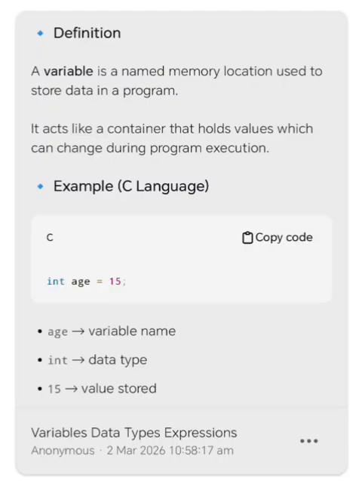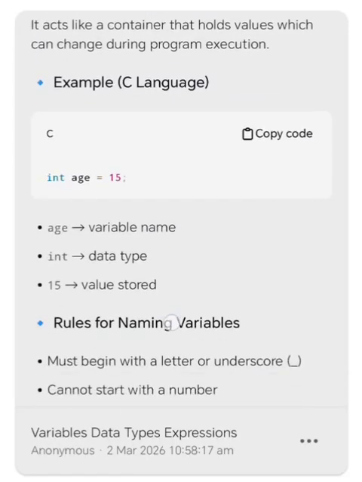Next, how does it act? It acts like a container that holds values which can change during program execution. A container, a small box or big container, stores your data or things. Same like that in the program, the variable is a container; it holds your values and gives them to the program execution.